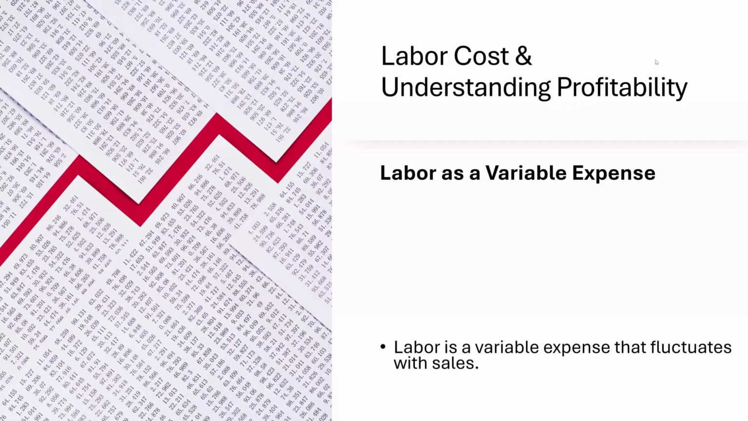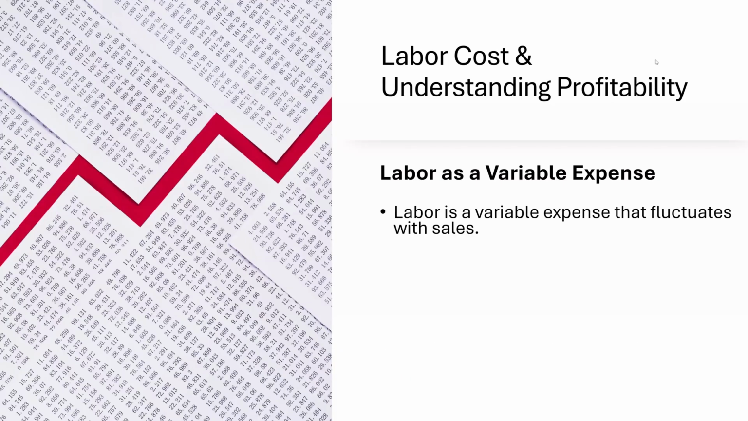Labor is a variable expense that fluctuates with sales, especially those that are on hourly wage. So we know that when we become busier during lunchtime, dinner time, or breakfast time, we need more staff in the operation. So again, we pay that hourly and we know that cost goes up the more people we have on staff that are currently working at the facility.